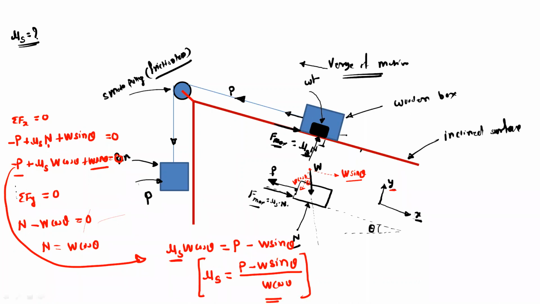Here the P value is nothing but the weight added in this pan. W is nothing but the total weight of the box, including the added weight. And theta is the angle of inclination for this surface. So during the experiment, we have to measure this angle for the inclined surface. We have to note down the value of weight in the pan and weight in the box. So we will refer to this formula and then you can find out the coefficient of friction for the given two contact surfaces.